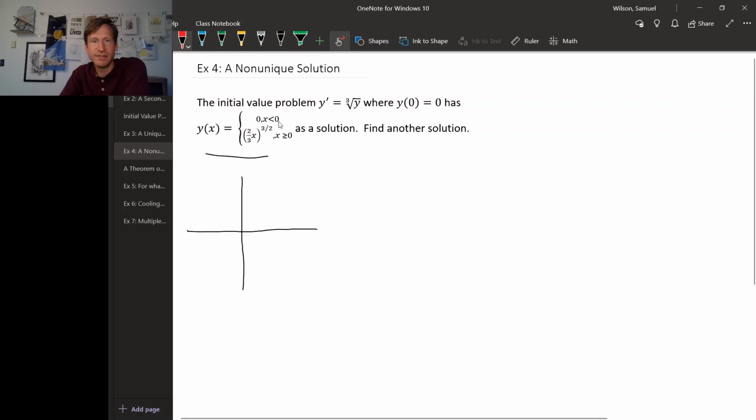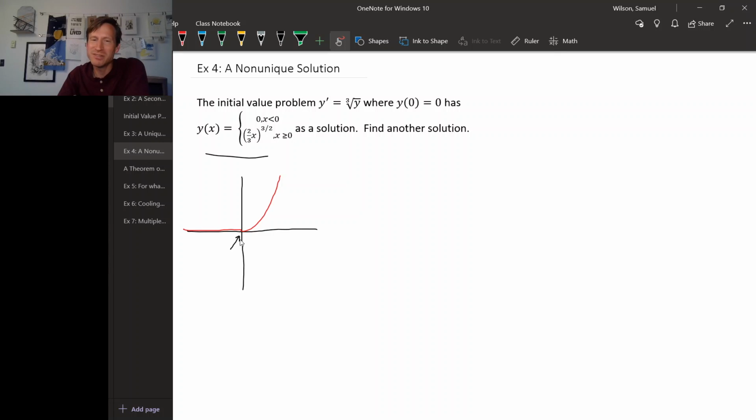So when x is less than 0, this function is just 0, so it's going to look like that. And then when x is greater than or equal to 0, it's (2/3 x) all to the 3/2 power. And it turns out that looks something like this. It's sort of vaguely parabola-like, but it's not a parabola. Something to notice about this is that it's continuous at 0.